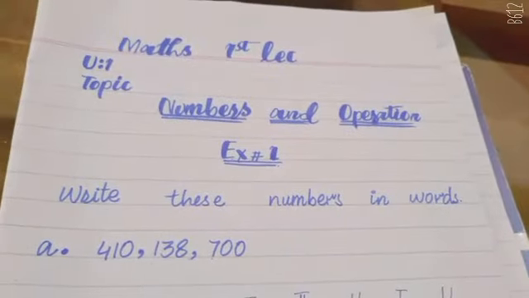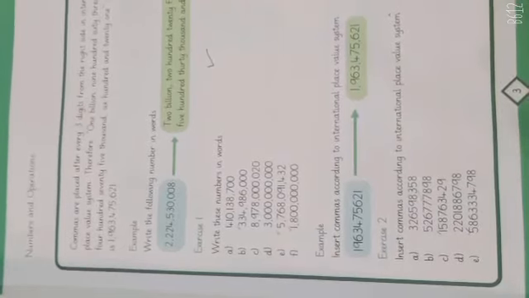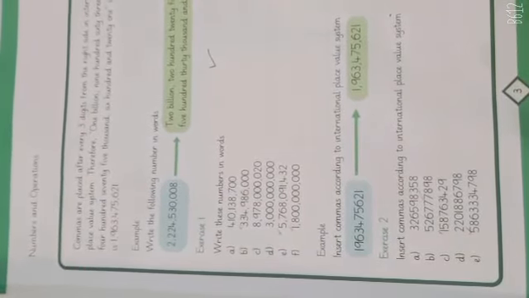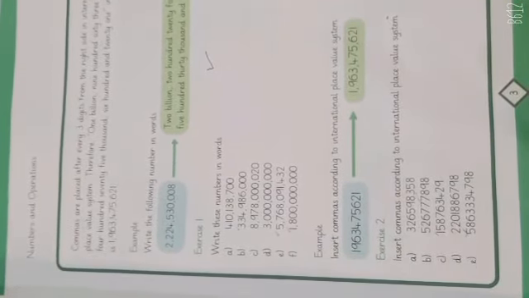I hope students you will get my point about numbers and operations. We have done the A part of exercise number 1. All the students have done each and every part of exercise number 1, page number 3 on your binders.